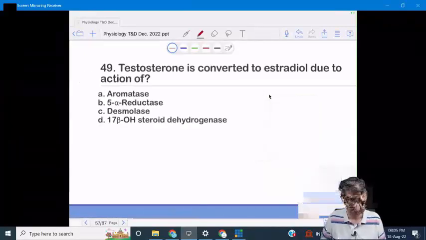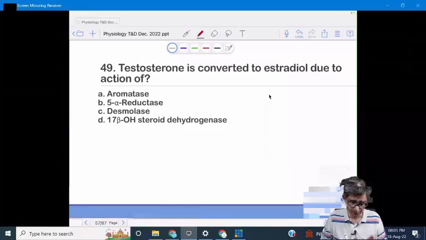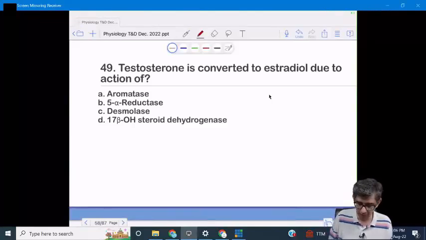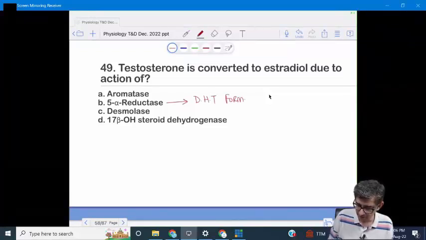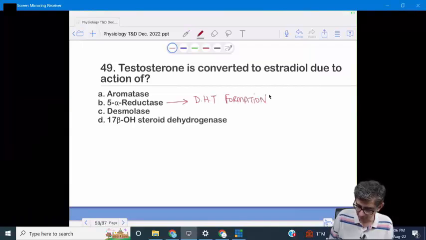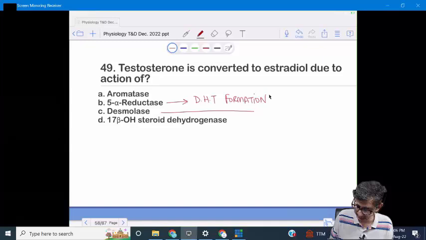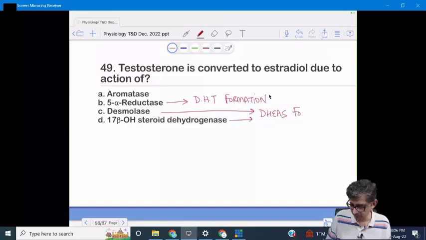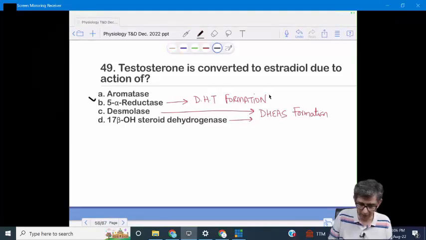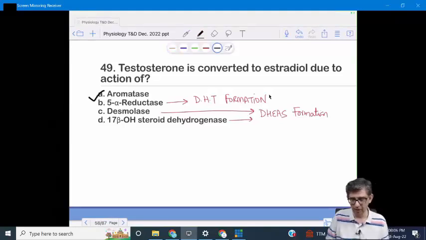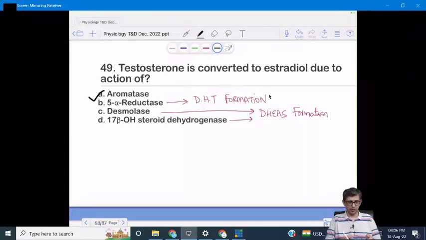Moving to 49, testosterone is converted to estradiol due to action of which of the following? I'll help in ruling out a couple of options like 5-alpha reductase. This is with respect to dihydrotestosterone formation. Yes, guys, you can comment with answers there. And option C and option D are related to dehydroepiandrosterone formation. So I think the question is solved here. Testosterone is converted to estradiol due to action of aromatase. Answer to 49 is option number A.